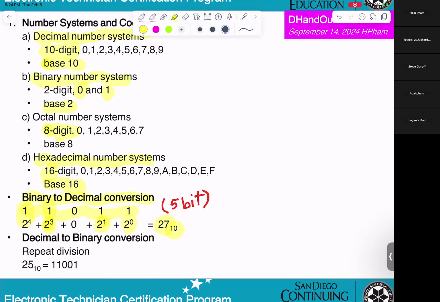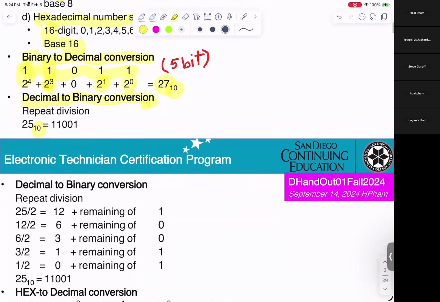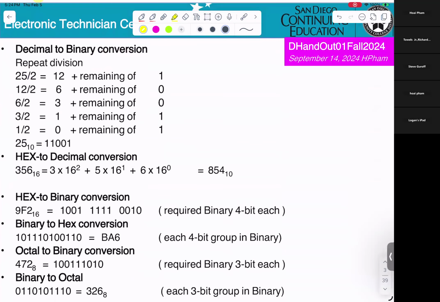And then the decimal to binary conversion. If you get the number 25 base 10, that means it's in decimal. And now they convert it into binary. Okay, now see how they do it. That's just for the knowledge. We're not doing anything with this, okay? First thing, 25, you divide by 2.